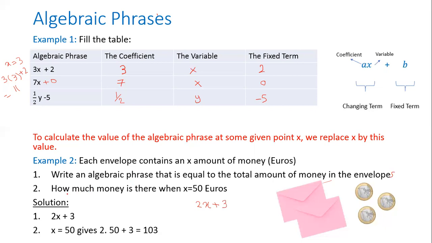Now in the second question, how much money is there when x equals 50 euros? So we need to replace x by 50 in the algebraic phrase. That is, when x equals 50, 2 multiplied by 50 plus 3 gives 103 euros.